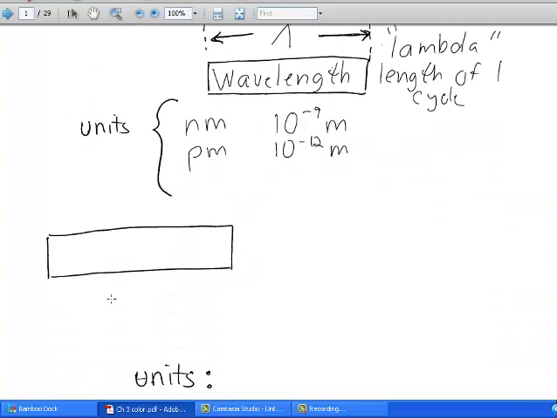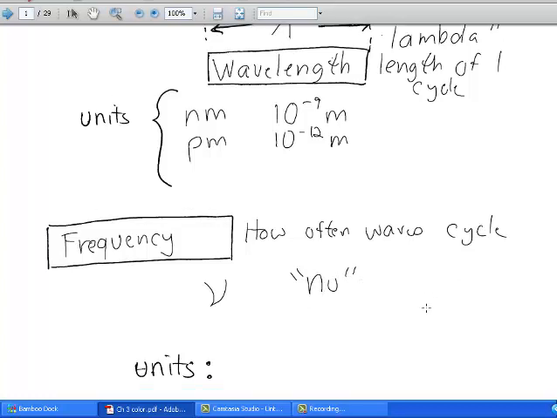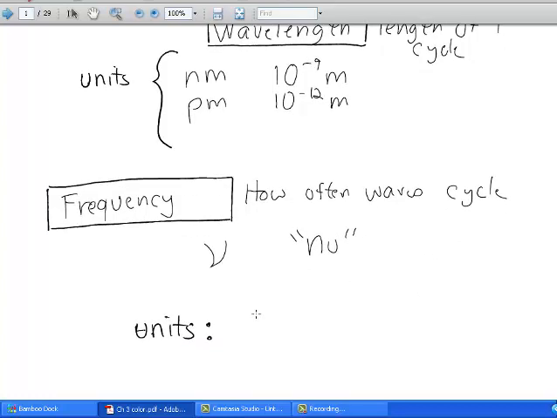All right, and another term we need to know related to waves would be the frequency of the wave, which is basically how often the waves go by, or waves cycle. All right, so we give frequency in the Greek letter nu, which looks sort of like a V, and it is the Greek letter nu. And the units for frequency are typically 1 over seconds.